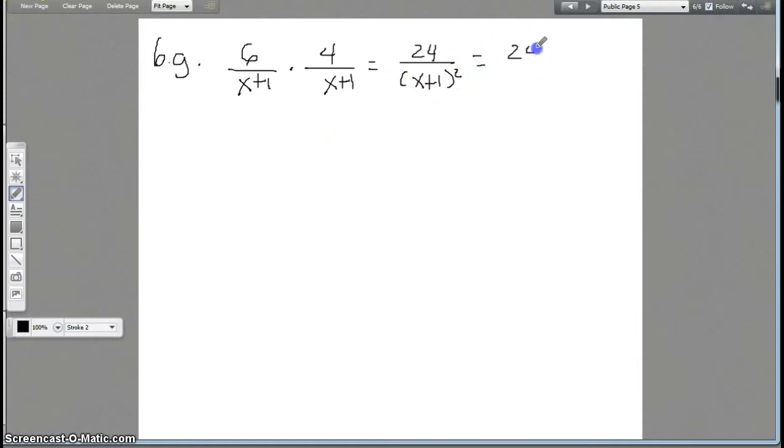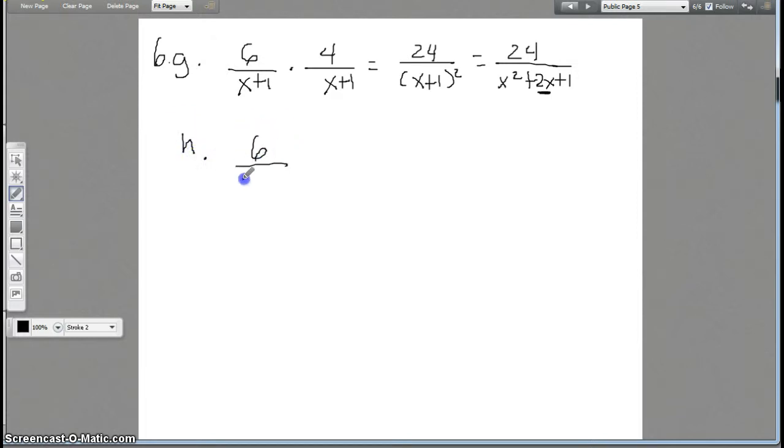Or you can multiply that out and say x squared plus 2x plus 1. If you multiply it out, make sure you remember this middle term. X plus 1 times x plus 1 is not x squared plus 1. There is a middle term. Okay, let's look at part H.